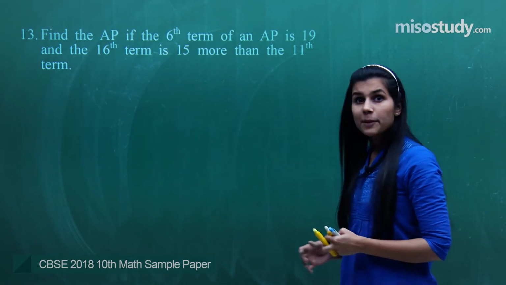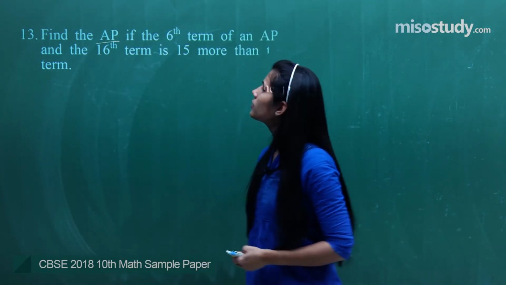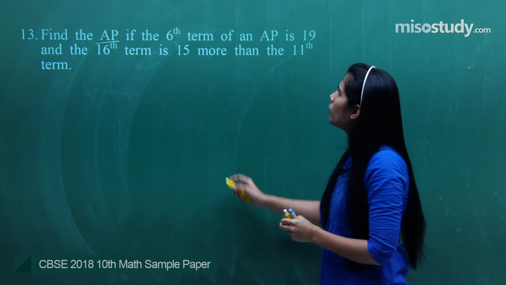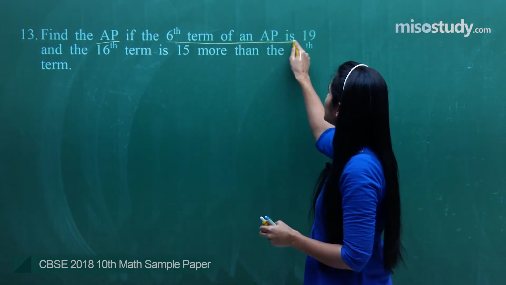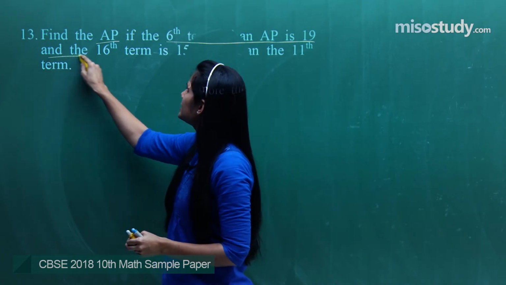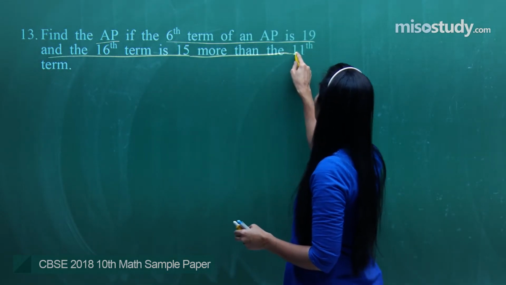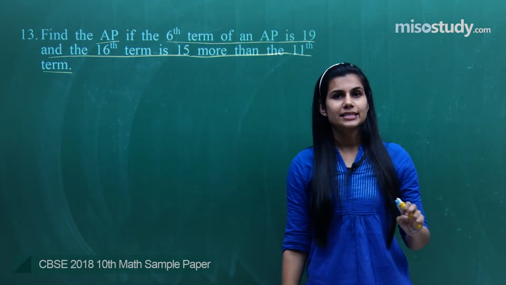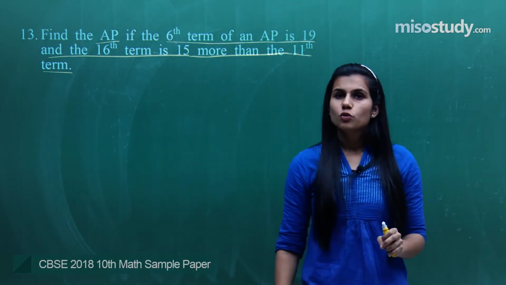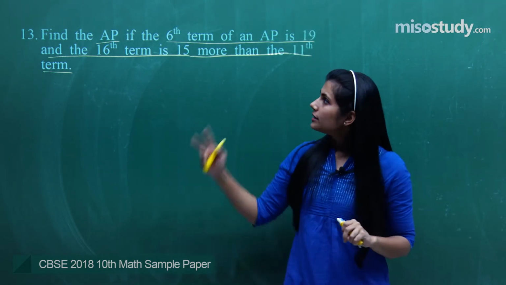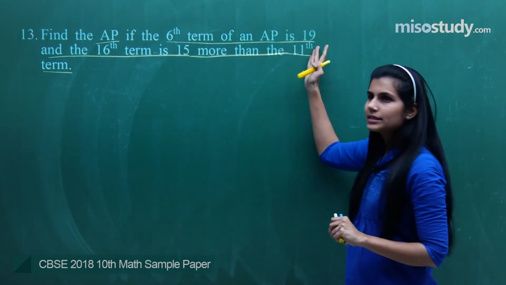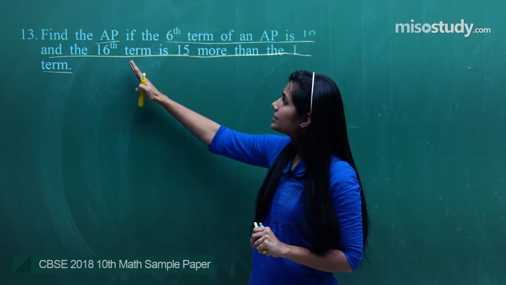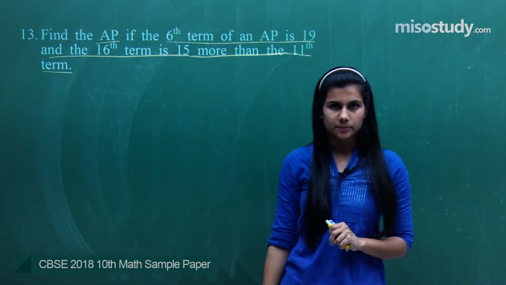Okay, so now there is AP coming into the picture. Find the AP, arithmetic progression, if the sixth term of an AP is 19 and the 16th term is 15 more than the 11th term. These are all the facts given about this arithmetic progression. The question gives me that the sixth term is 19. It is giving me some information about the 16th term. It is saying that the 16th term is 15 more than the 11th term.